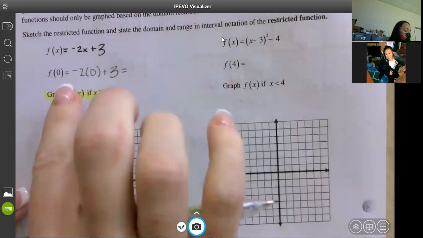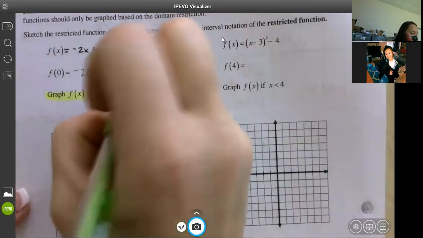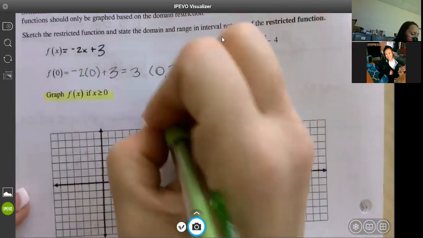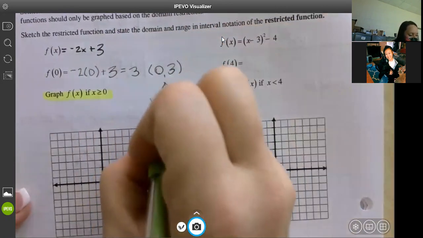When we plug this in, we get 0 plus 3, or 3. This coordinate is your boundary point.